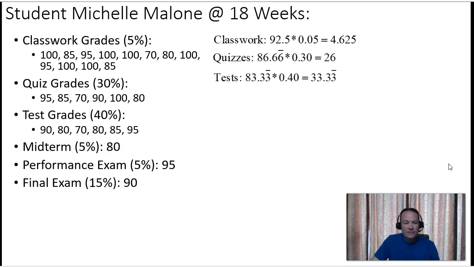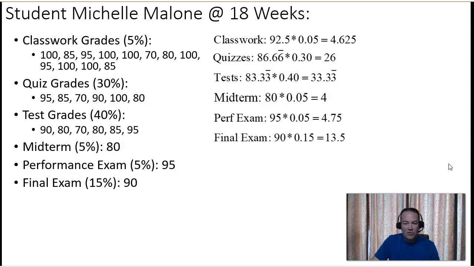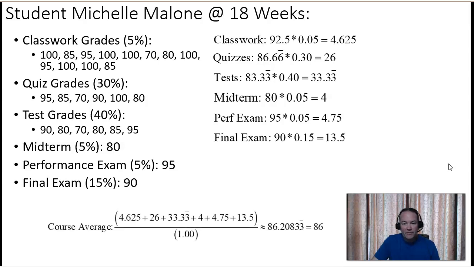Test grades. She has a couple more test grades. That is her new test average. Notice once again, I am not rounding at this point. Midterm, same number as we had before. But now we have a performance exam number, and there's only one grade. We multiply that by the 5%, and we have a final exam grade. Multiply that by 0.15. Notice now we add together these 6 numbers. We now have a grade in each of the categories, so notice we are dividing by 1.00 or 100%.